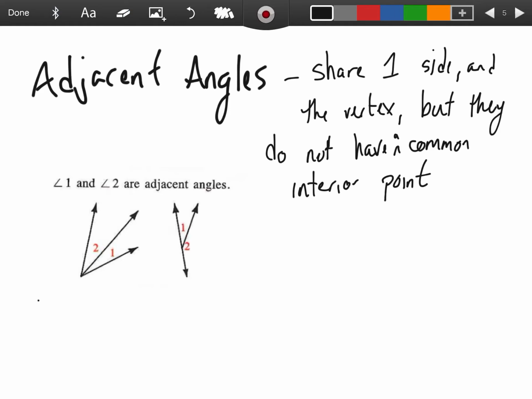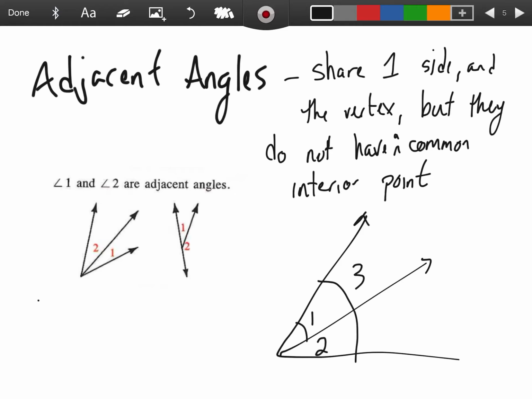So here we have a couple of examples. 1 and 2 are adjacent angles in both of these examples because they clearly just sit right next to each other. If in this example we had, let's say, angle 1, here we have angle 2, and then this big one is angle 3. Angle 1 and angle 2 are still adjacent angles. However, angle 1 and angle 3, because they share a common interior point, they are not adjacent angles, okay? Even though they share one side, they also share a vertex. Unfortunately, they share a common interior point. Therefore, they are not adjacent angles. Same thing with 2 and 3, okay? They share a common interior point. All right, so they just have to be next to each other.